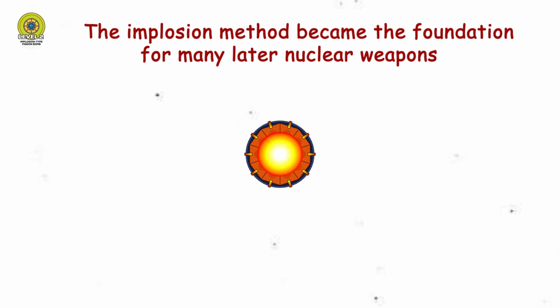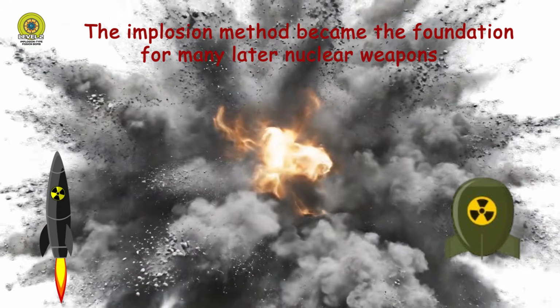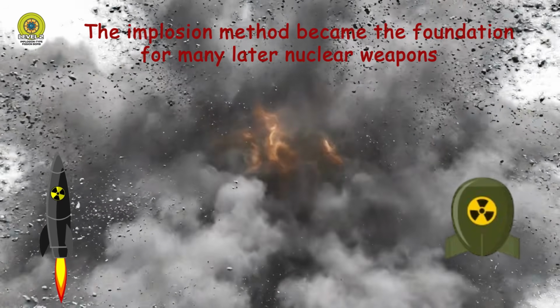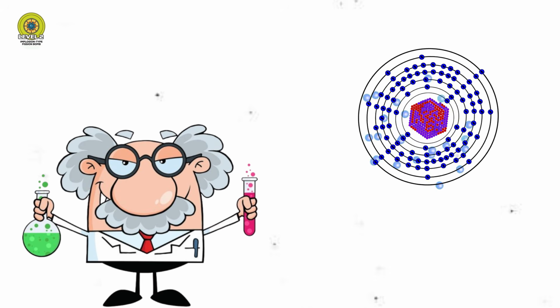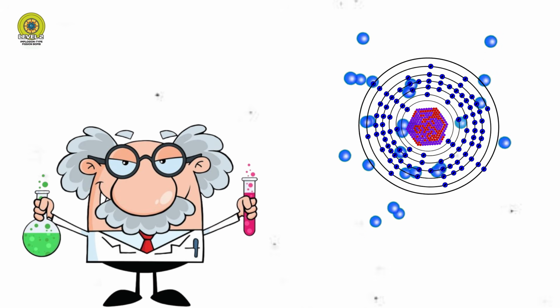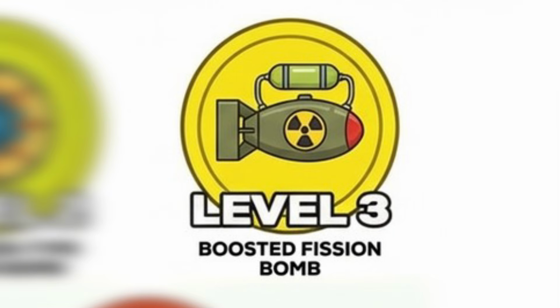The implosion method became the foundation for many later nuclear weapons because it allowed smaller, more efficient warheads to be built. Scientists soon realized that even greater explosive power could be achieved by combining fission with another type of nuclear reaction. Level 3. Boosted fission bomb.